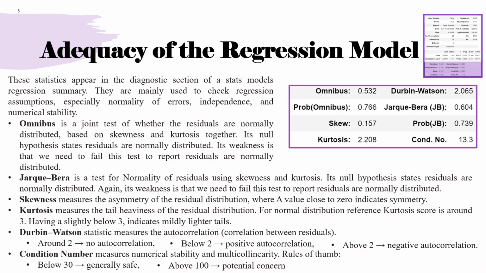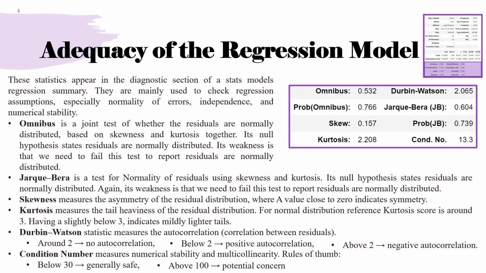Skewness measures the asymmetry of the residual distribution, where a value close to 0 indicates symmetry, which is what we look for. Kurtosis measures the tail heaviness of the residual distribution. For a normal distribution reference, the kurtosis score should be around 3. Lower numbers indicate lighter tails and larger numbers indicate heavier tails.